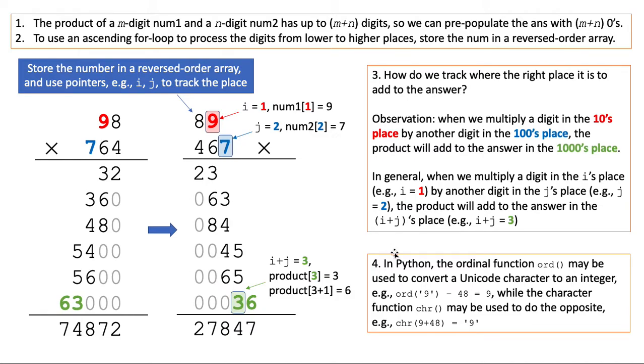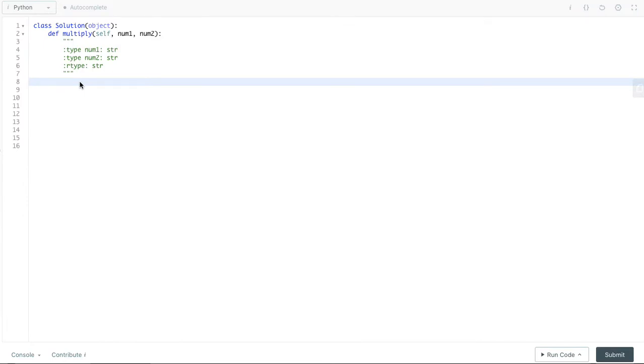Number 4, and this is specific to Python, the ordinal function ord and the character function chr may be used to convert a Unicode character to an integer and an integer to a Unicode character. And so we can avoid using the int function, but we can still do the conversion this way. With all the background introduced, now let's get to the exciting part, the code writing.